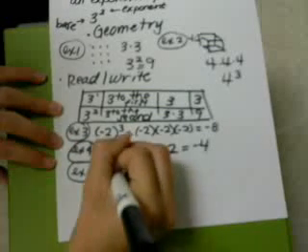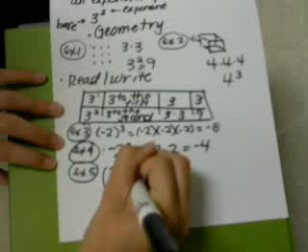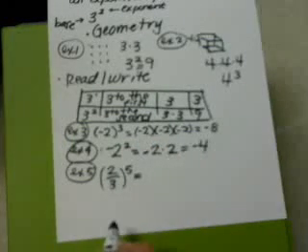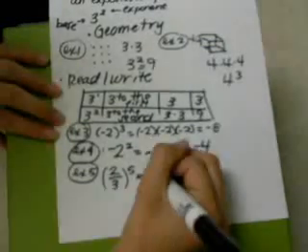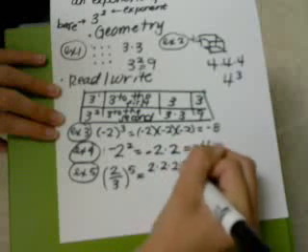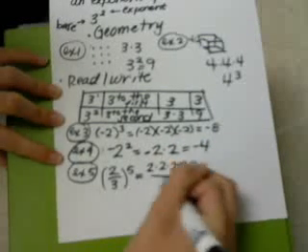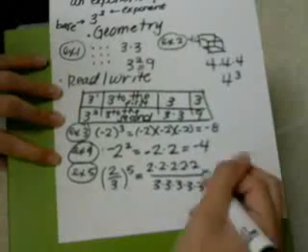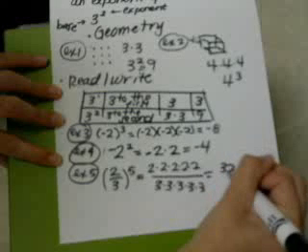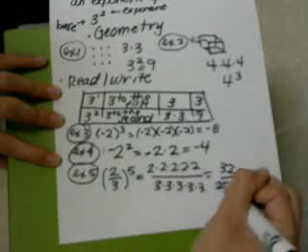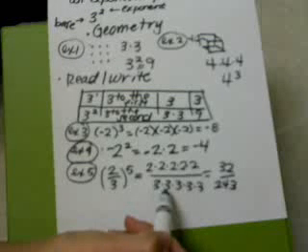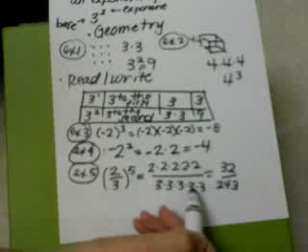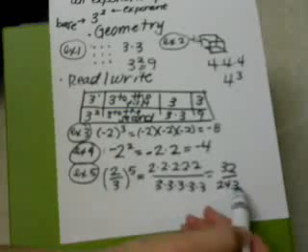For example, number 5, 2 thirds to the fifth power. The fifth power tells me I write each piece 5 times. So 2 times 2 times 2 times 2 times 2 over 3 times 3 times 3 times 3 times 3. And 2 to the fifth power is 32, and 3 to the fifth power is 243. If you don't have a calculator handy, you'll just have to work that out to the side. For example, 3 times 3 is 9, times 3 is 27, times 3 is 81, times 3 is 243.